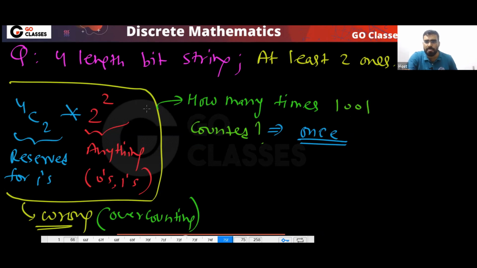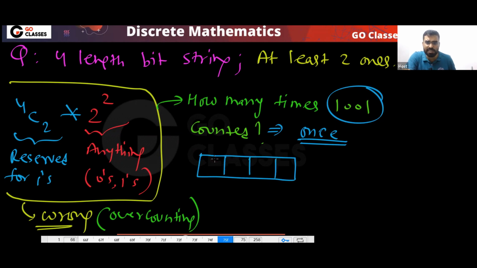Just tell me, how can I create this string from this logic? First, I will reserve two positions for ones. So these two positions are reserved for ones. In the remaining positions, 0 is going. Can I create this string in any other way from this logic? No. So this string we counted only one time.